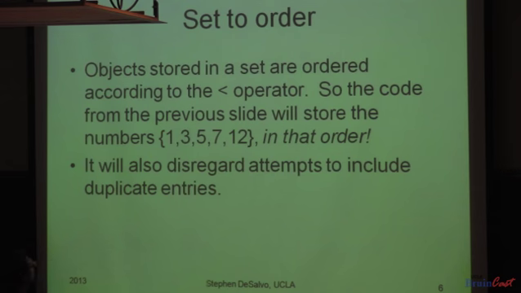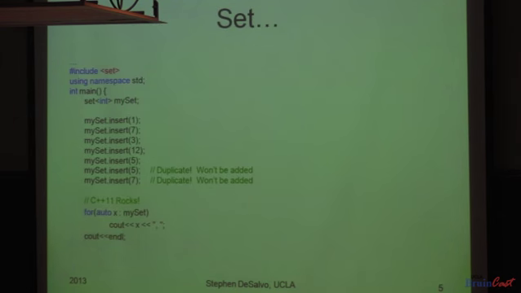Okay? It will also disregard attempts to include duplicate entries. So like we saw here, when we try to insert the 5 and the 7, if we're working with a vector, sure, we can test for that, but we don't want to test for that. You know, we want it to automatically get taken care of for us. That's what that does.